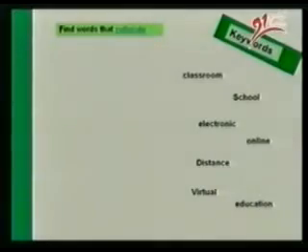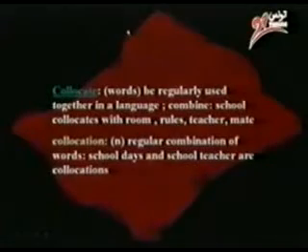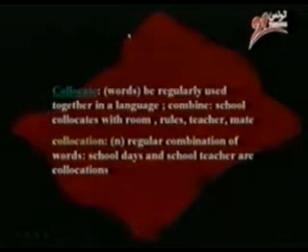And what do I mean by collocations? Which means try to find words that collocate, and let's discover what it means. You just click on the word collocate. To collocate words, for example, means to be regularly used together in a language. To combine, for example, school collocates with room and rules. It collocates also with teacher and maid. Collocation is a noun, and it's a regular combination of words. And then we get school days and school teacher as collocations.